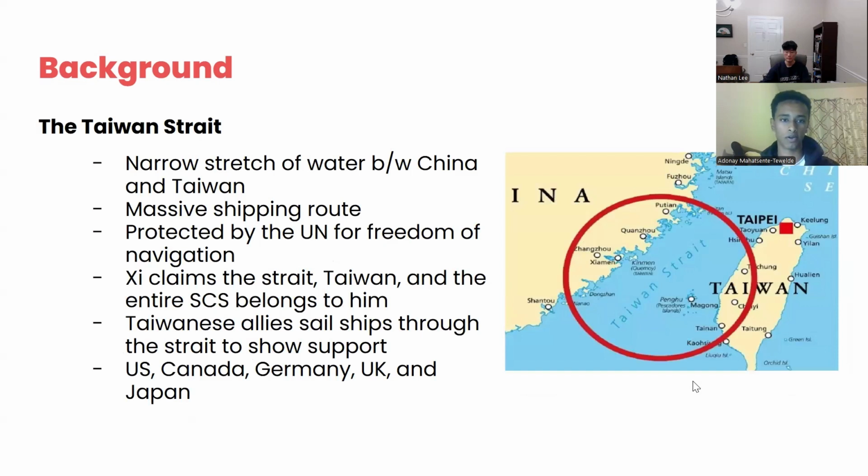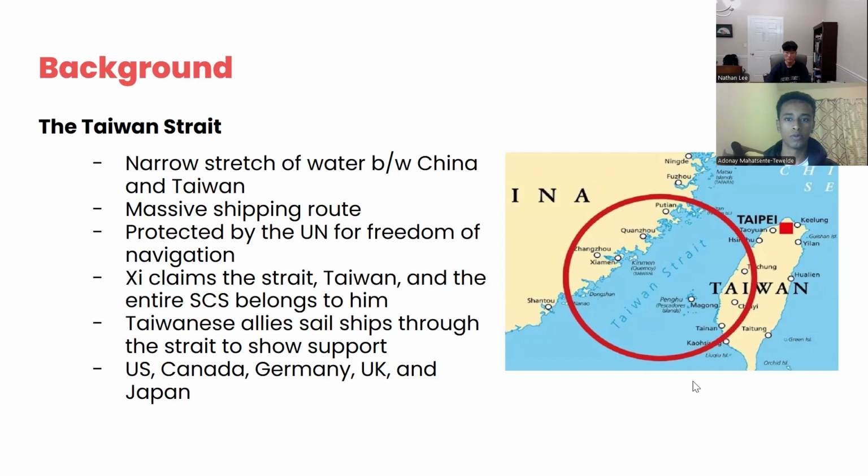So just a bit of background as to how close they are. China and Taiwan are right across from each other, and there is a very major trade route between the two. It's called the Taiwan Strait. It's just a narrow stretch of water between China and Taiwan. As you can see, it's a massive shipping route throughout the region, and it's protected by the UN for freedom of navigation. Xi claims the strait belongs to him since Taiwan is a part of China, the PRC, and in turn, the entire SCS belongs to him. That's why you're seeing greater amounts of aggression right now.